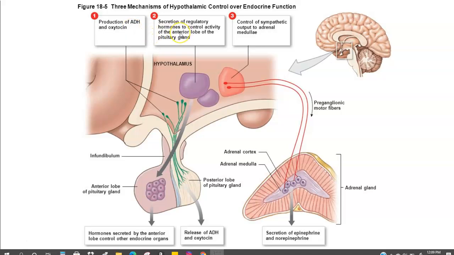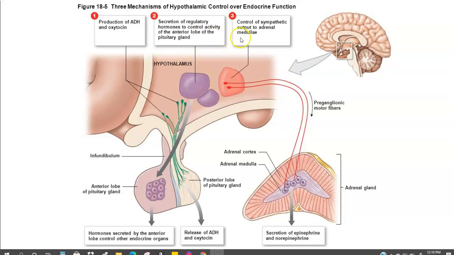The second way is that the hypothalamus will produce regulatory hormones, and these regulatory hormones will control the activity of the anterior pituitary. So those regulatory hormones that are produced in the hypothalamus will control either the secretion or the inhibition of hormones that are produced in the anterior pituitary. And we'll discuss that more when we get to the pituitary gland. Okay, so those are regulatory hormones. You have secreting hormones, and you have inhibiting hormones that are produced.